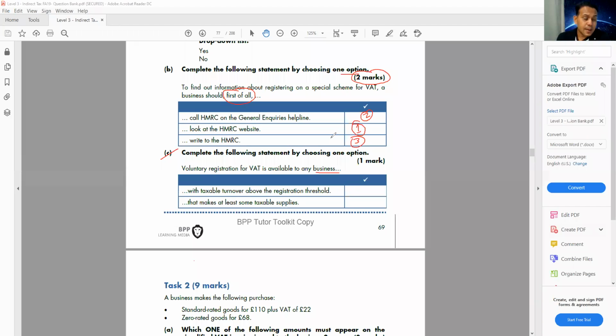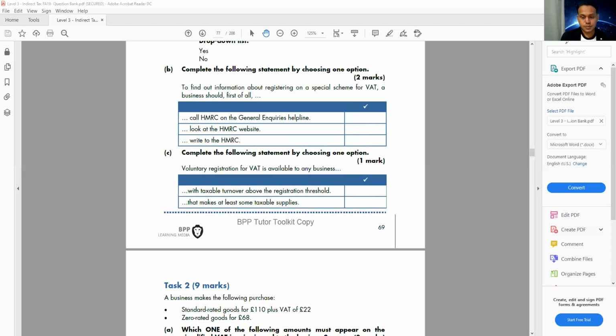So basically what happened here, if you want to register voluntarily, then you have to have at least some taxable supplies. So if all your supplies are exempt, then you cannot register for VAT. If you only supply exempt supplies, then you are not allowed to register for VAT. So you have to have some taxable supplies. Taxable supply means when you buy something, you pay VAT, or when you sell something, you charge VAT. So you don't just sell only exempt supply.